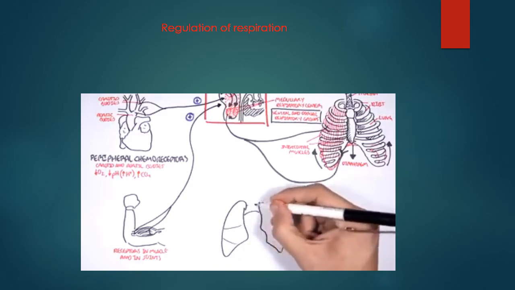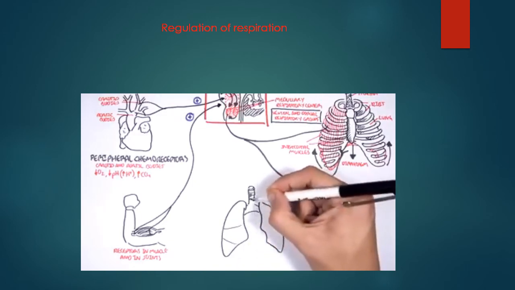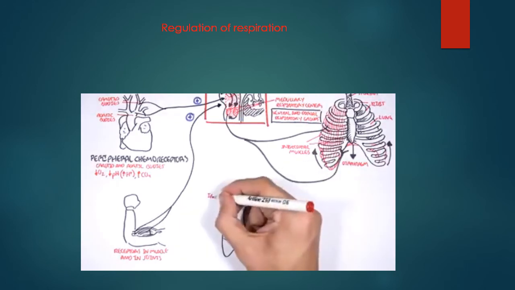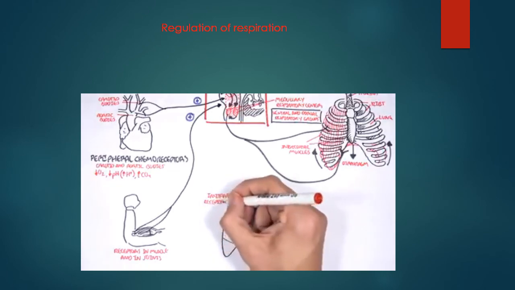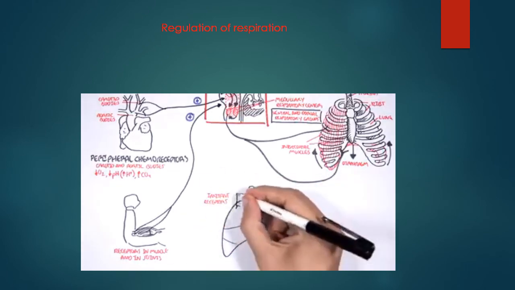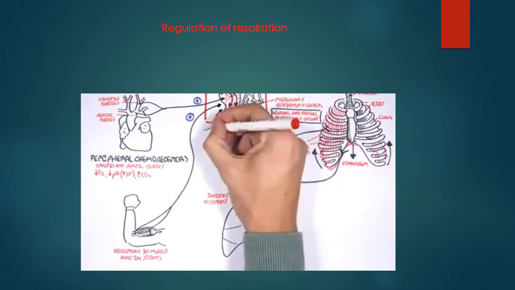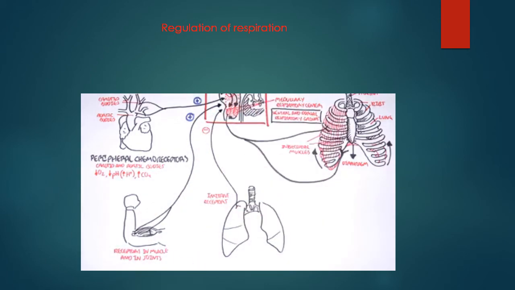And finally, you have things in your lungs that can influence the respiratory center in the brainstem. Firstly, you have irritant receptors, which are protective receptors in the lungs that help essentially blow off the irritant. When they're stimulated, they will suppress the respiratory center to slow down respiration.